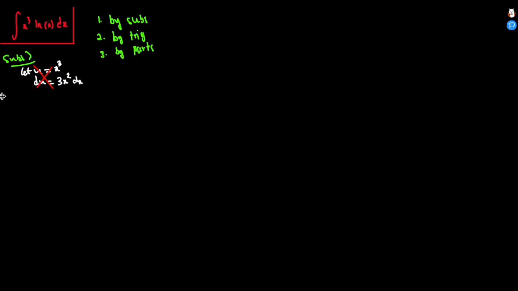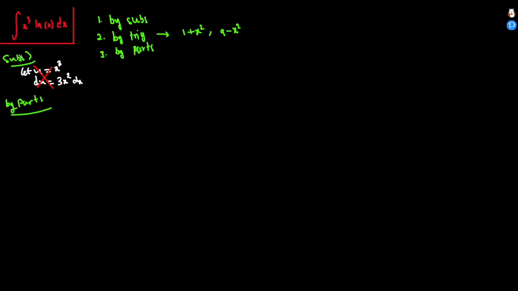Let's try with trig. Probably not, because trig requires a certain form. We need to find something that looks like 1 plus x squared, or something like 9 minus x squared. If you see something like this, then generally speaking, you could probably get away with trig substitution. But let's just go ahead and do what we have to do. So we'll do it by parts.